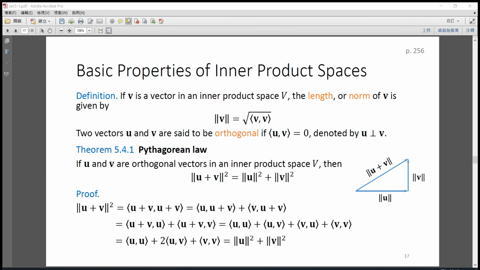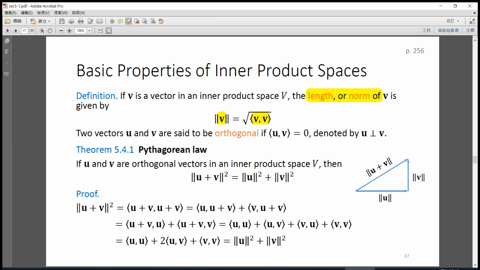In this slide, we discuss basic properties of inner product spaces. If V is a vector in an inner product space, then the length or the norm of V is given by the square root of the inner product of V and itself. We use the notation the norm of V to denote the square root of the inner product of V and itself. We know that the norm of V is always greater than or equal to 0, because due to the first property in the definition of inner product, the inner product of V and itself is always greater than or equal to 0.